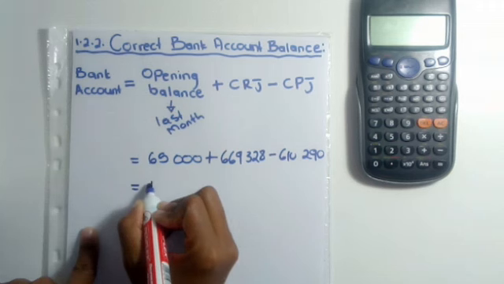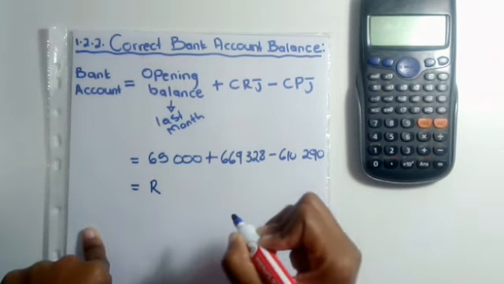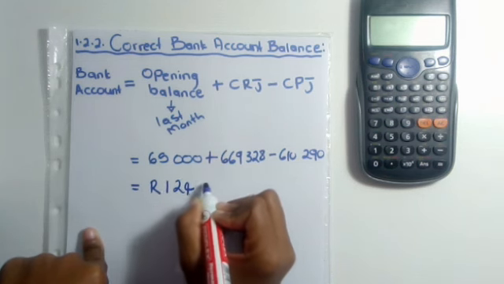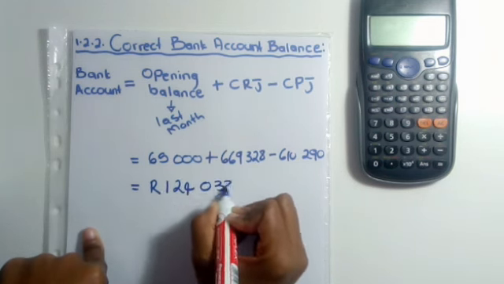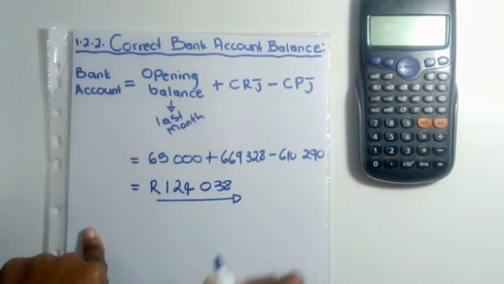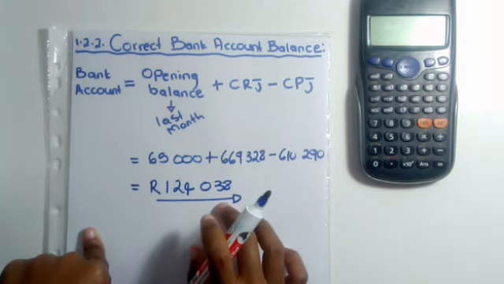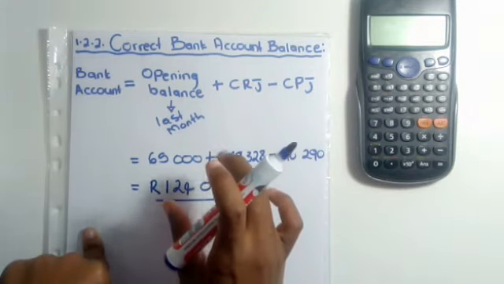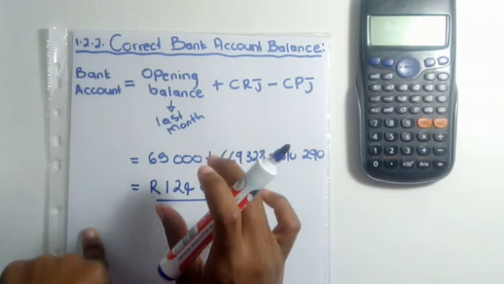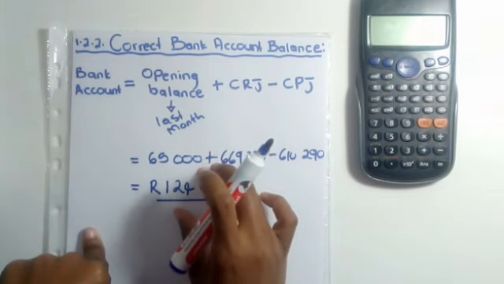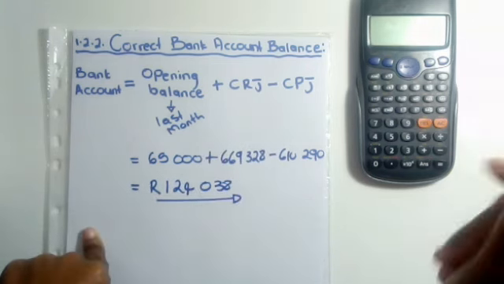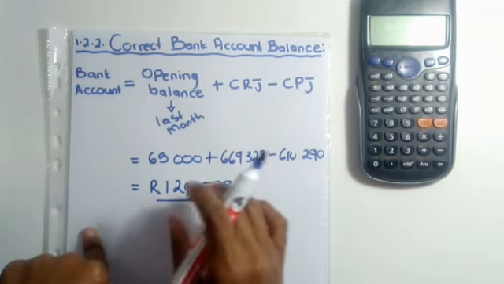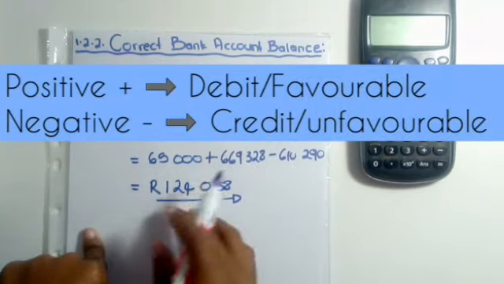Our correct bank account balance is then 124,038. You have to indicate whether it's going on the debit or on the credit, because this amount you are now going to put as the bank account balance in our current year's bank reconciliation. So you have to know whether it goes on the debit or on the credit.